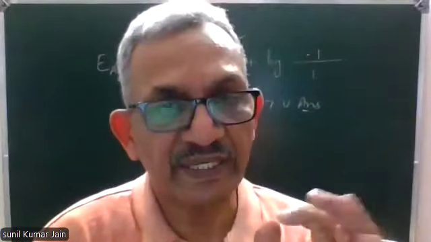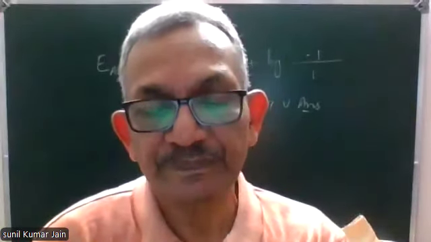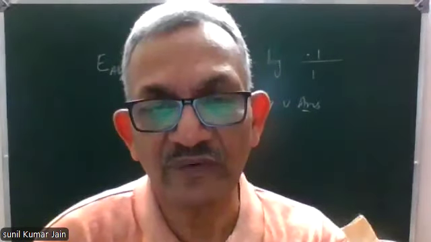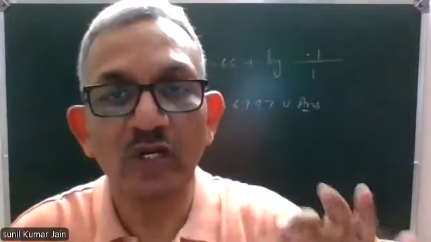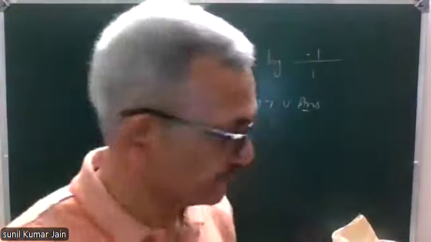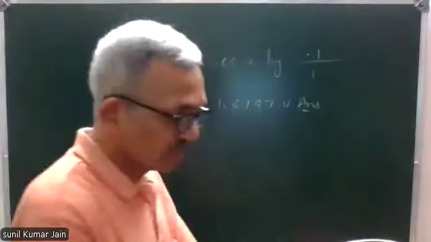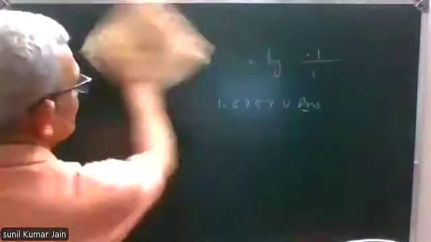So the next topic, heading, write down: calculation of cell potential of a non-standard cell. See, what is a standard cell? A standard cell is the one in which both the electrodes are standard. But if one of them or both of them are non-standard electrodes, then naturally the cell will be a non-standard cell.